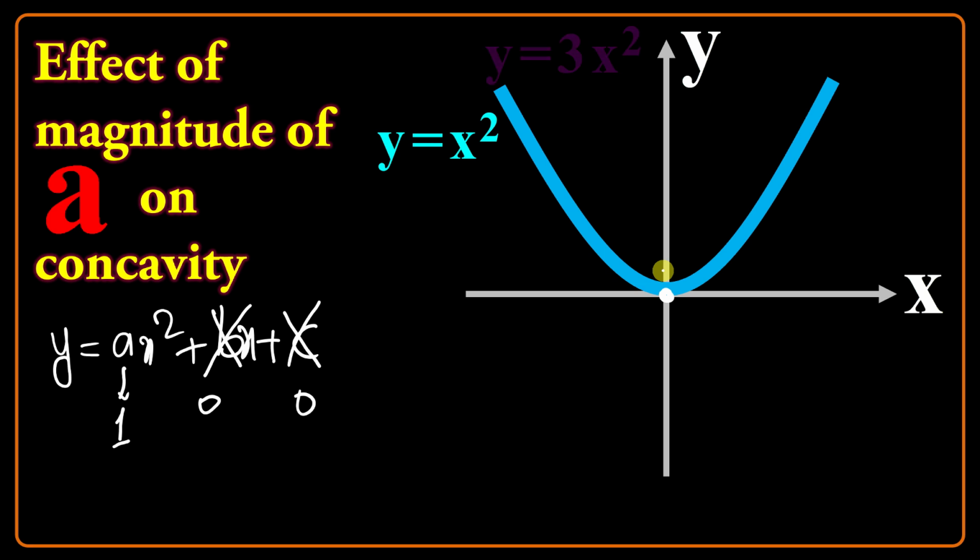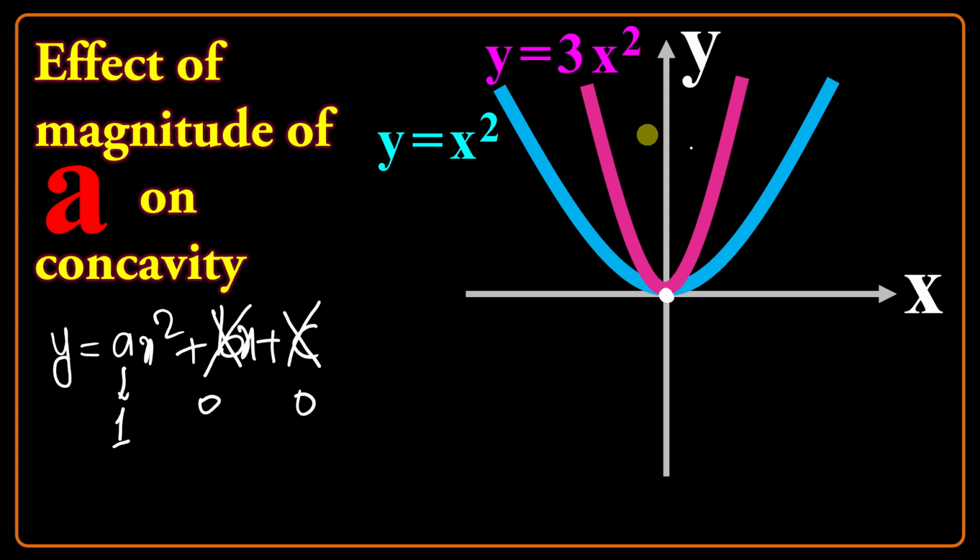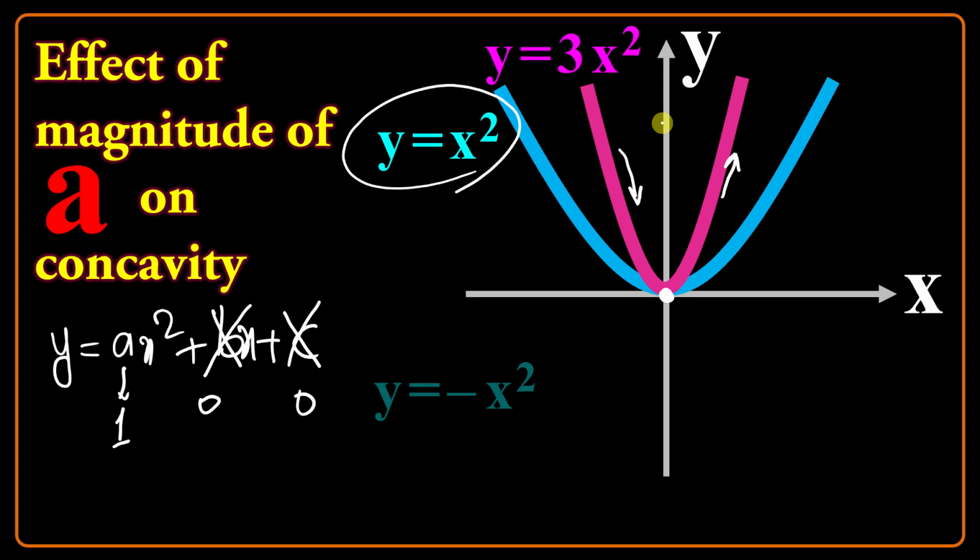Okay, what if I draw y is equal to 3x squared? It will have the same shape, but more concavity. More concavity, I mean, it's closer to the vertical axis. As you see, it's descending faster and ascending faster relative to y is equal to x squared. So when a is larger, the concavity is more and the trend of the parabola is closer to the vertical axis.